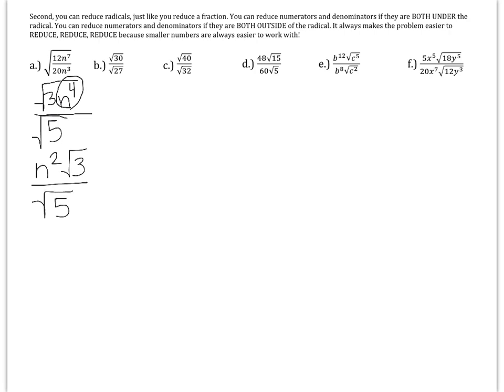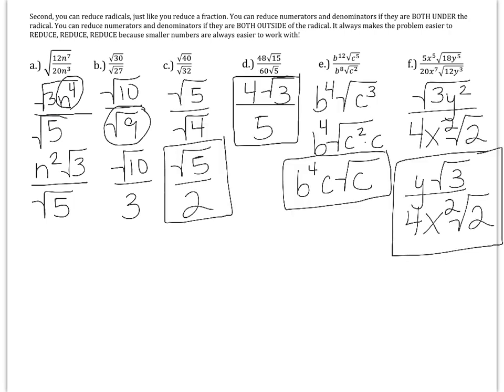Let's try the next one. So the next one, rather than start simplifying 30 or simplifying 27, reduce the fraction. 30 over 27, that can all be divided by 3. So you would make this the square root of 10 over the square root of 9. And since the square root of 9 is 3, you would have to simplify that to the square root of 10 over just 3. Now take a moment to stop the video and try C, D, E, and F on your own, and then come back to see if you've gotten them right.